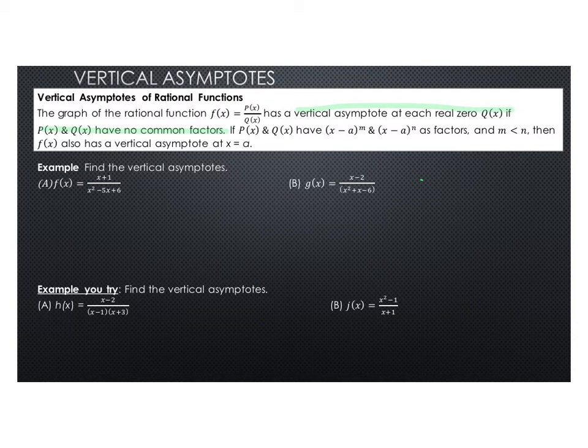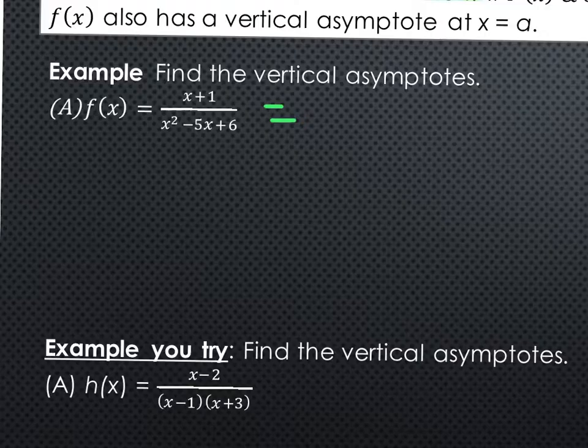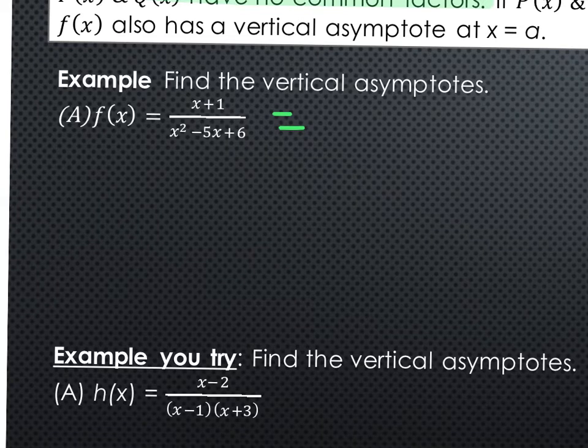So we're going to factor the denominator. Let's go. So our numerator is x plus 1. Denominator is x minus 2, x minus 3. So the first thing I would do is I would see if anything needs to be factored.